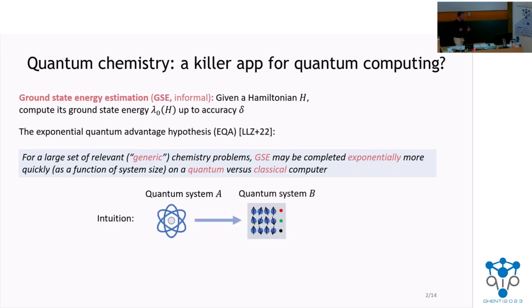And of course, an intuition that one might give to justify such a belief, if one believes it, is that the systems you're trying to simulate are themselves quantum systems, so they may perhaps be modeled or simulated more easily on systems that themselves are governed by the same physics that you're trying to model.